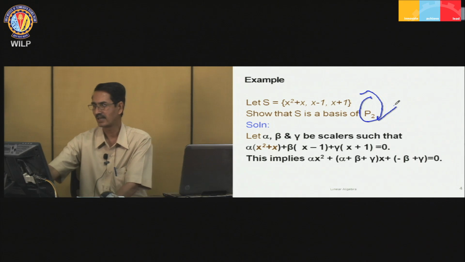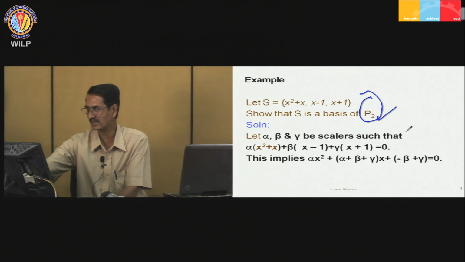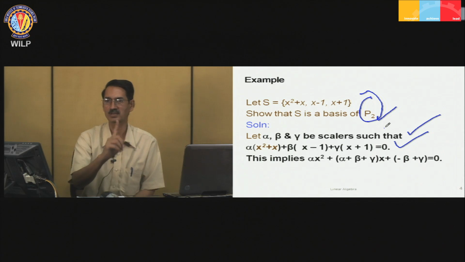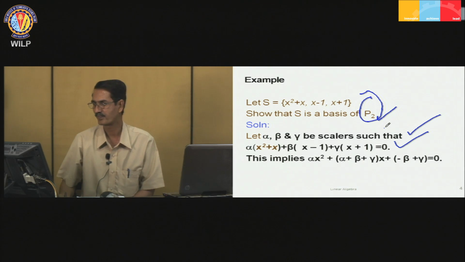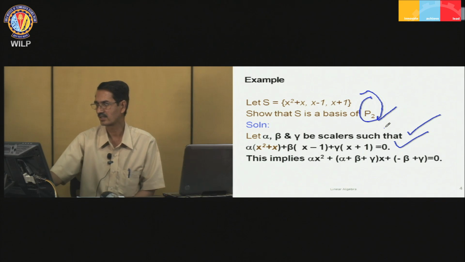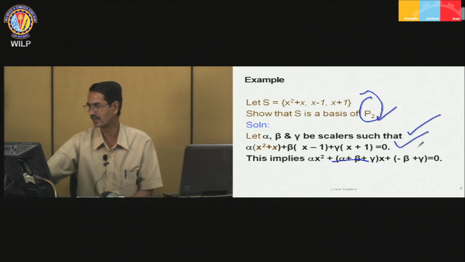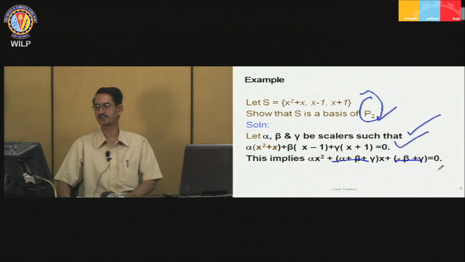So look here, alpha, beta, gamma are scalars such that alpha into x square plus 1, plus beta into x minus 1, plus gamma into x plus 1 is equal to 0. That is, we are making a linear combination. This 0 is the 0 polynomial, remember, this 0 is not the real number 0. So rearrange: the coefficient of x square is alpha, the coefficient of x is alpha plus beta plus gamma, and the coefficient of the constant term is minus beta plus gamma. This is equal to 0.